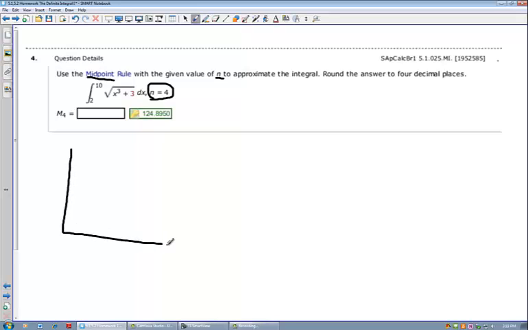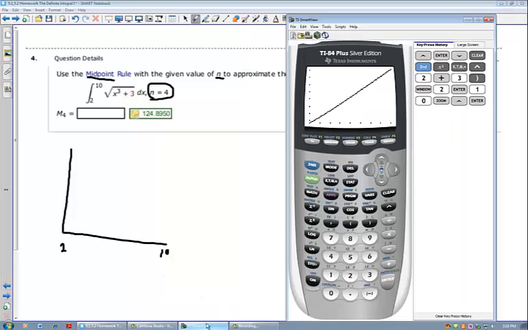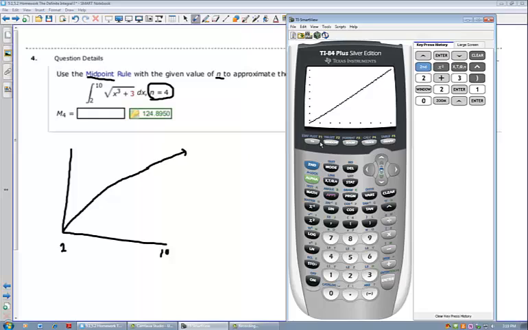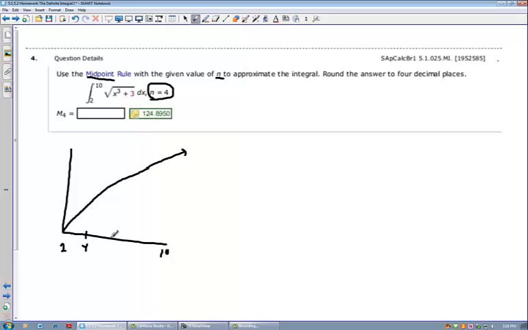So it goes from 2 to 10, and it looks kind of like this. And I want to make 4 rectangles here. To do that, I have to divide 2 and 10 up into 4 pieces. That's not too hard to do. I can do this 2, 4, 6, 8, and 10, and I can draw my rectangles on here. I'll draw them in blue.